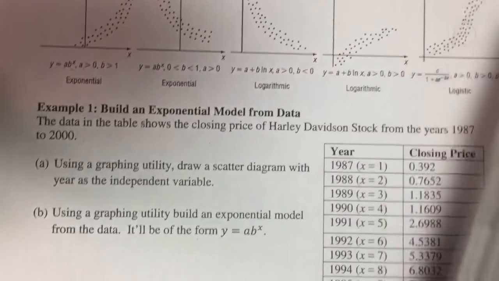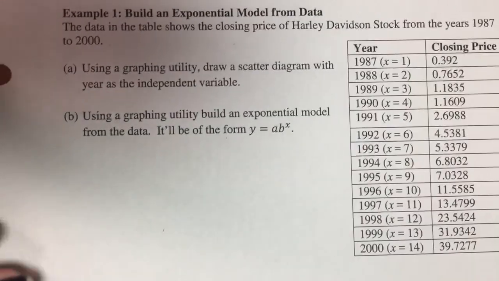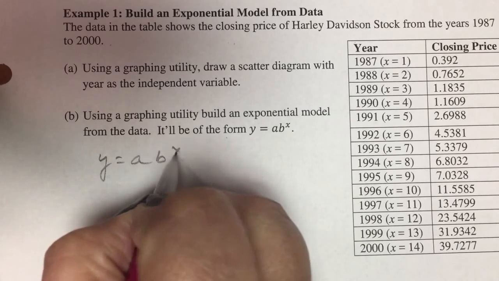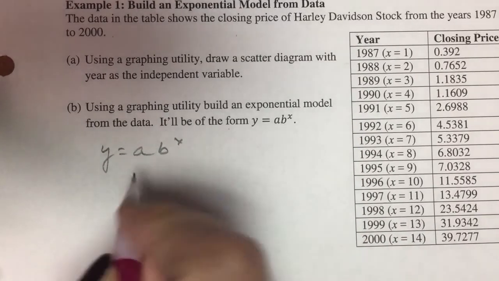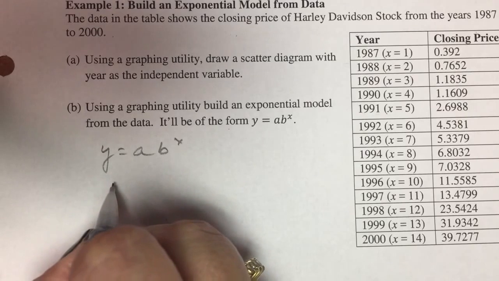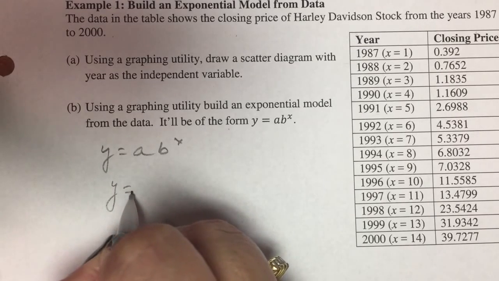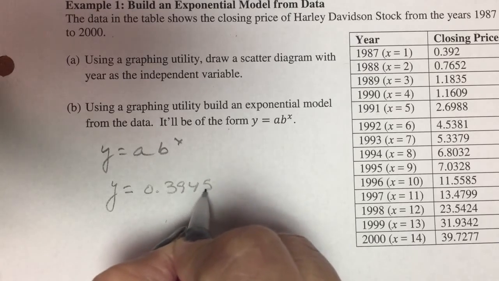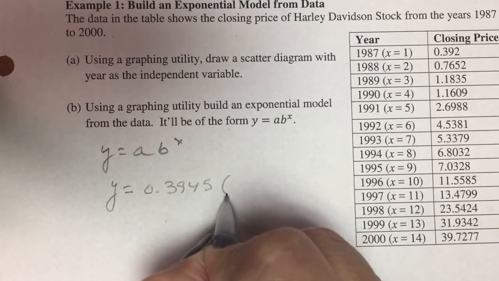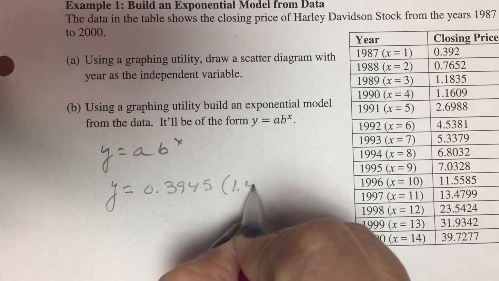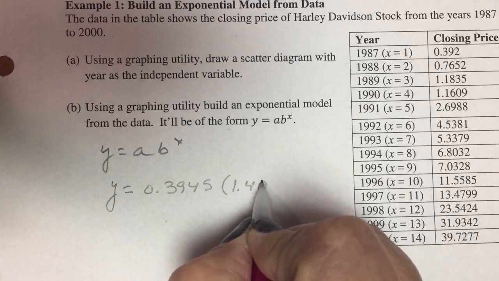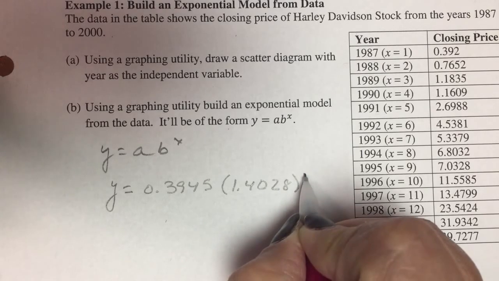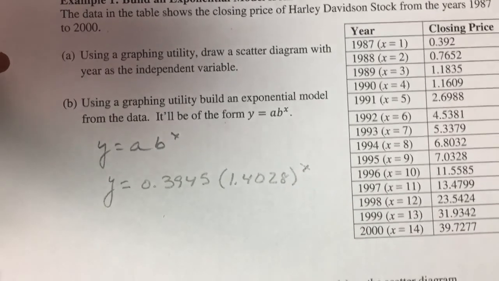If we put that into our function, again it's y equals a b to the x. Then y is equal to, and our a is 0.3945, times our b is 1.4028, to the x power. So there's our function.